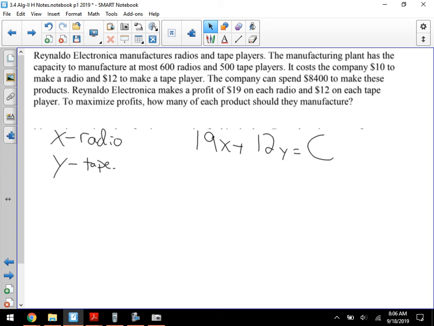There are three other brief constraints here. One of them deals with money. When you're dealing with money, you have so much to spend. How much money do they have to spend? $8,400. Good. Can they spend more than that? Can they spend that? Yes. So there's your less than or equal to. How much does it cost them to make a radio? 10. And how much does it cost to make a tape player?